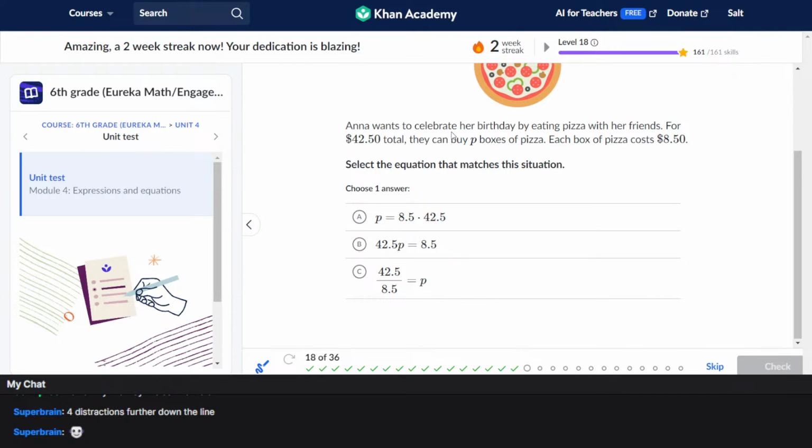Oh, I'm sorry. I'm getting distracted. I'm not even paying attention to the question at all. For 42.50, they can buy P-Bucks pizza. Each ship mostly 50. Oh, yeah. 42.50 total. Wait a second. Oh, buy P-Bucks pizza.